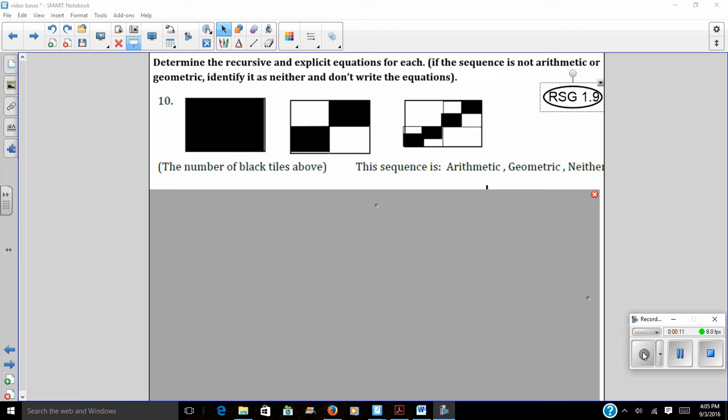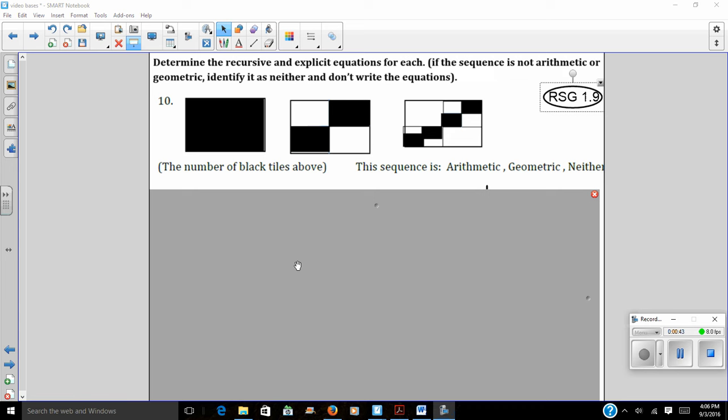This is task 1.9, and we are actually looking at our RSG homework problem number 10. In this particular problem, we are given a series of figures, and we're being asked to look at the number of black tiles, and our instructions ask us to determine the recursive and explicit equations for each. If the sequence is not arithmetic or geometric, identify it as neither and don't write the equation. So it is possible that we don't have an arithmetic or geometric sequence. So we're going to have to be very, very sure before we make a label in this case.